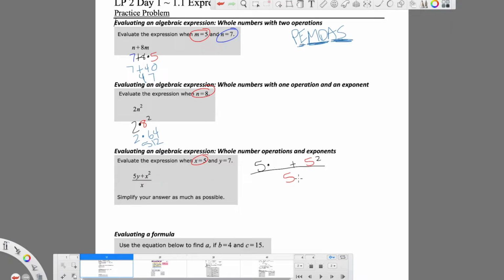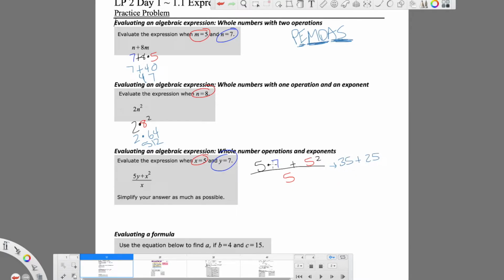We can't cancel these out. That's not how that works. You need to be able to cancel it out all the way around. We actually can. I can show you this in just a minute when I fill this in. So y is going to be 7. So we can work this out just like we would any other. We can work out the top and then go to the bottom. So we'd have 5 times 7 is 35, plus 5 squared is 25.